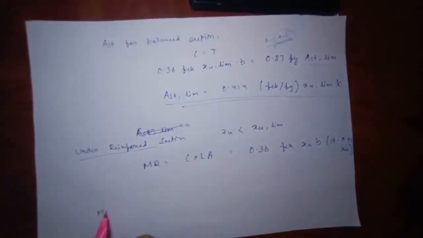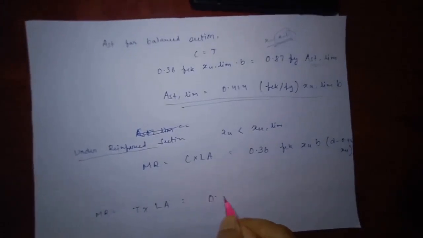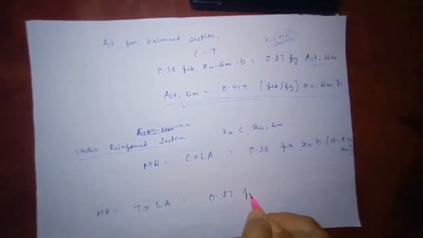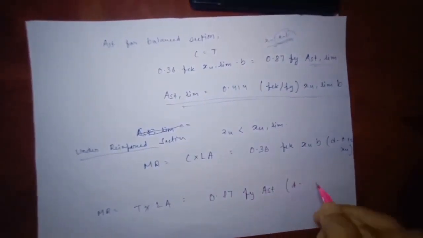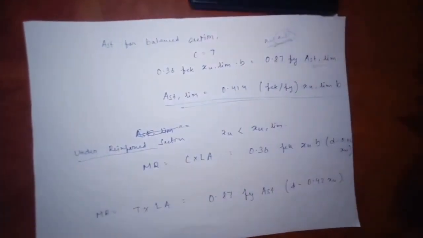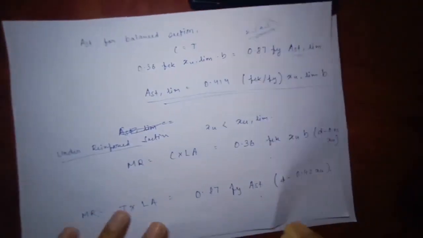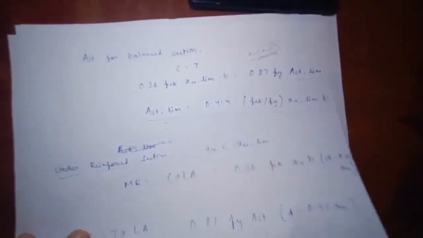Also, MR is equal to T cross LA, which is equal to 0.87 fy Ast (d minus 0.42 Xu). Just note one thing, that these two values won't be the same. This MR will actually be greater than this particular MR. So this was for our under reinforced section.